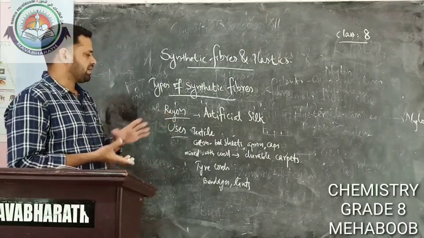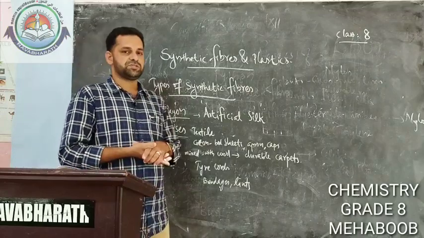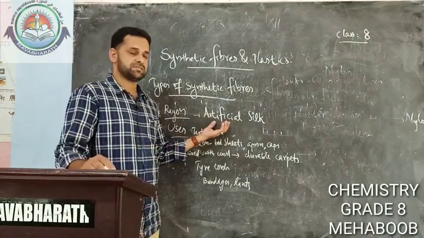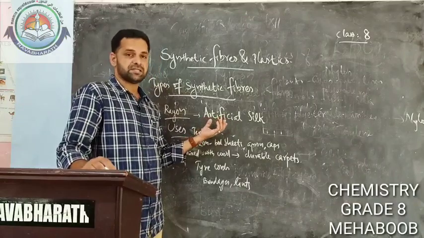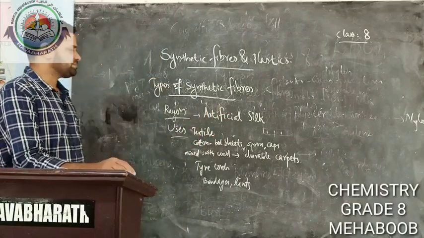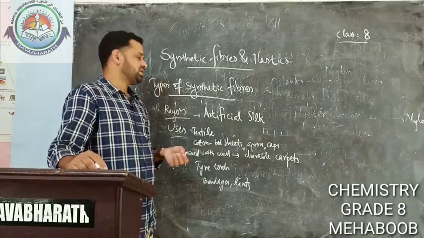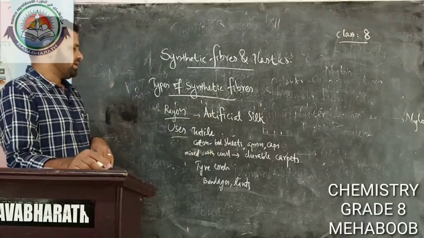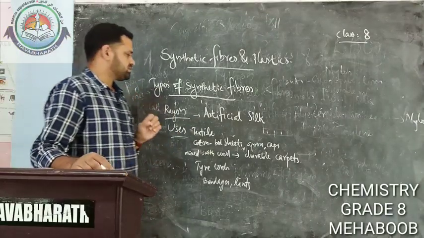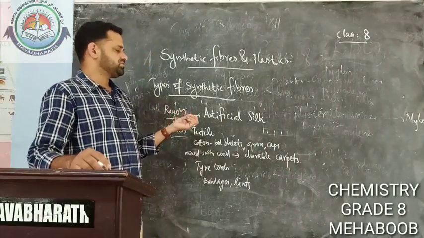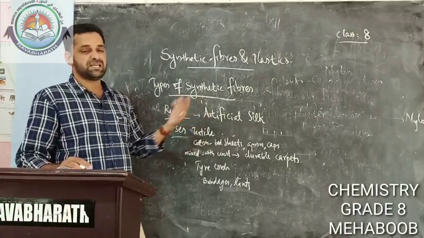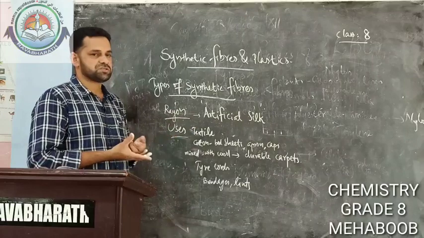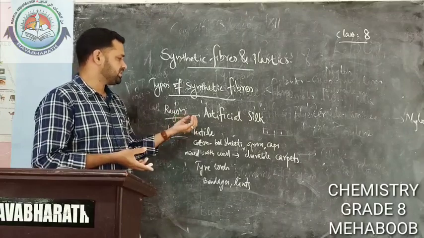So rayon is otherwise known as artificial silk. Why is it called artificial silk? Because it resembles silk. That is why it is called artificial silk. Rayon is obtained by the chemical treatment of wood pulp. And this rayon is cheaper than natural silk, which is somewhat costly.